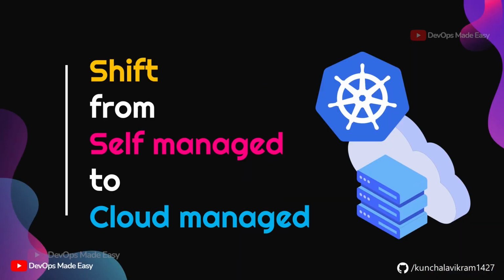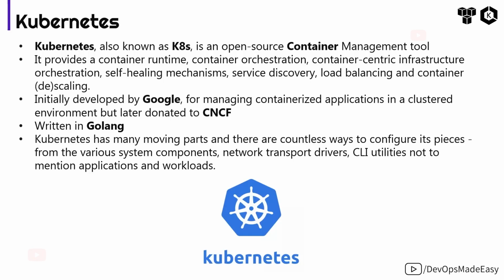So in cloud managed clusters, we will not manage any of the servers or manage Kubernetes. Everything will be managed by your cloud itself. So basically it is a shift from our self-managed Kubernetes clusters to cloud managed Kubernetes clusters. Before understanding AWS EKS, let's briefly go through some basic concepts in Kubernetes.